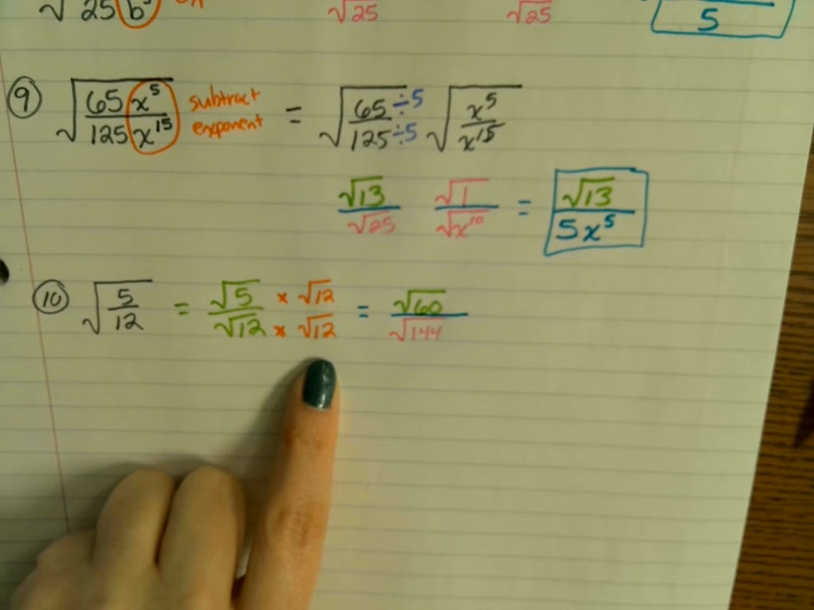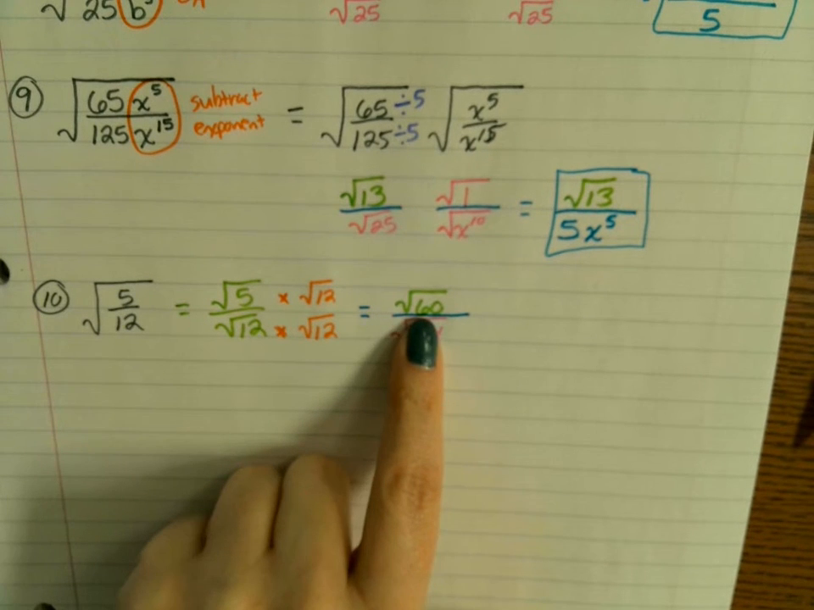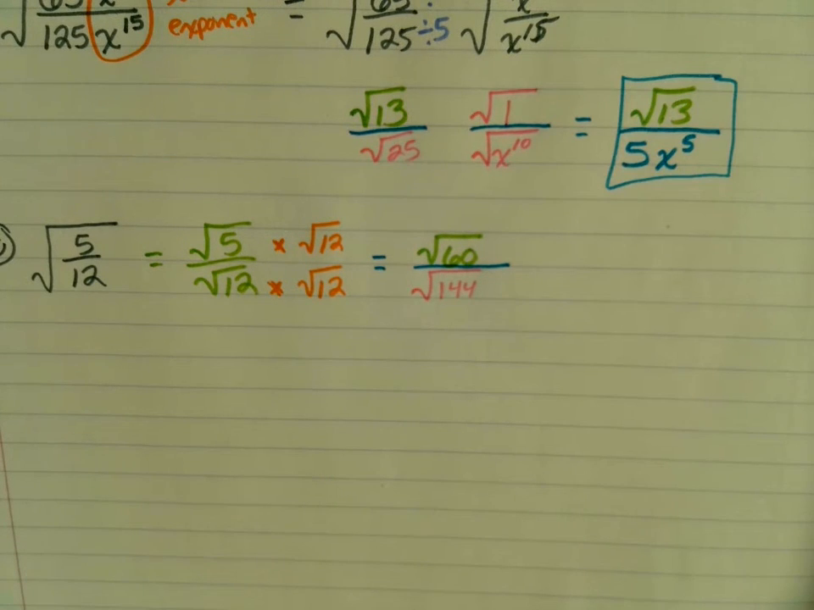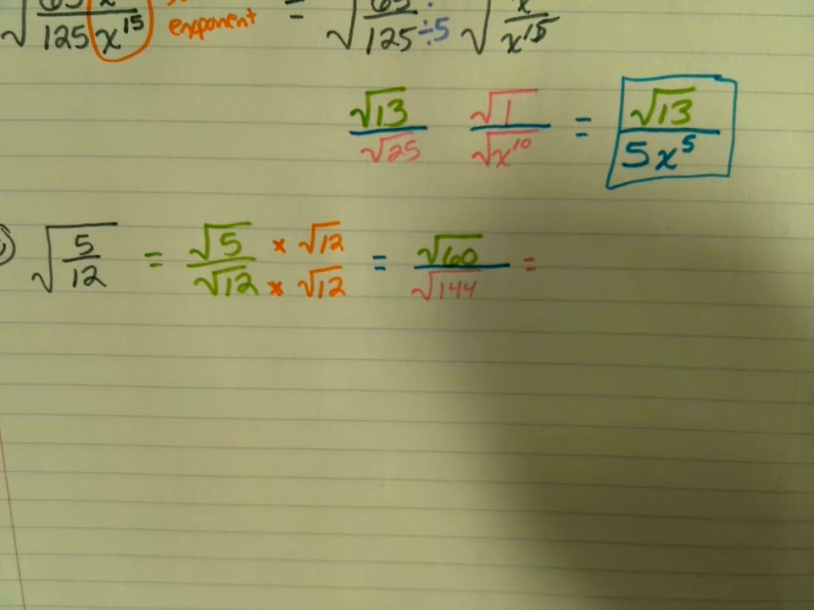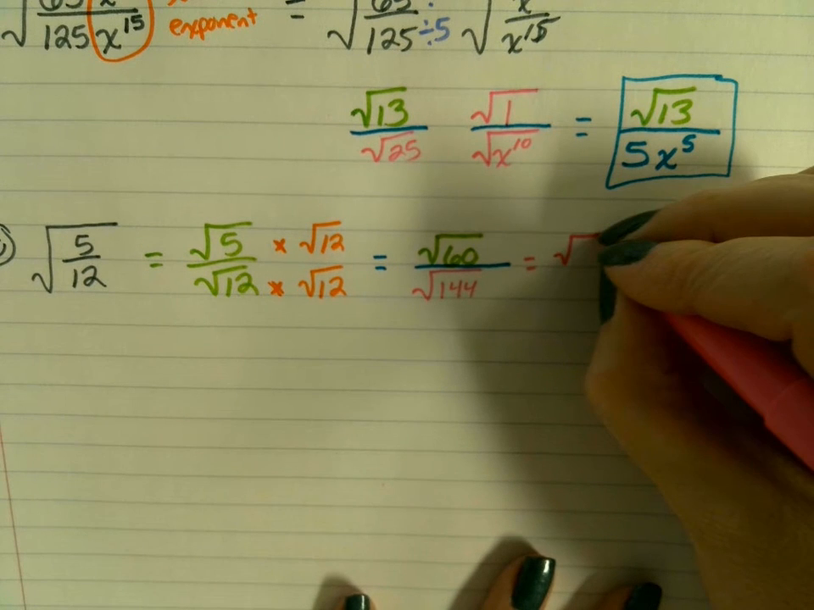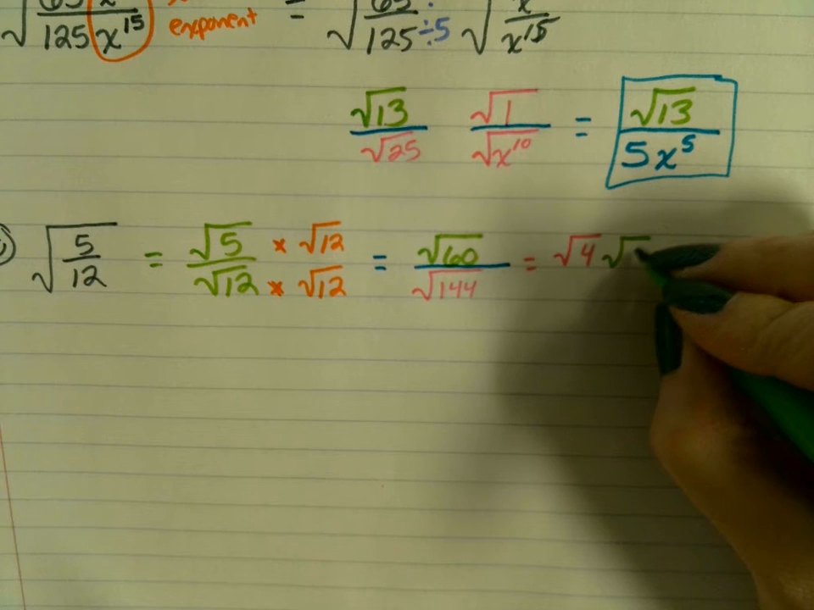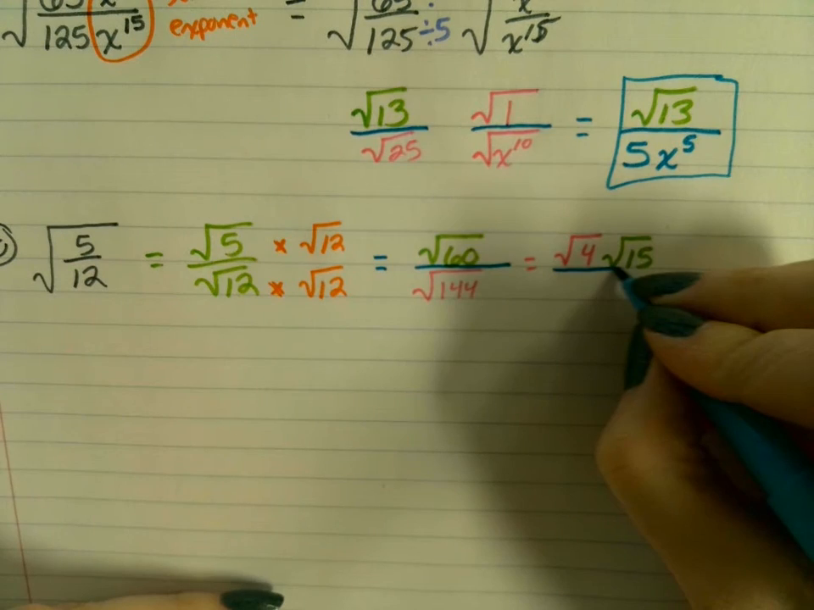Okay, so before I start taking any square roots, can I simplify 60? Can I break 60 up into a perfect square and a non-perfect square? What perfect square can go into 60? 4. Square root of 4, and then the square root of 15. 15 is not perfect. All of this over the square root of 144.